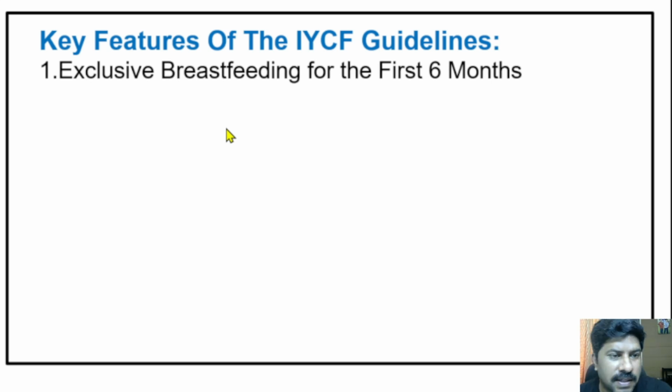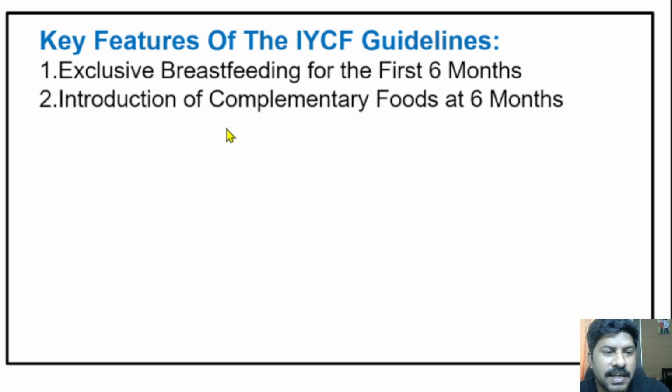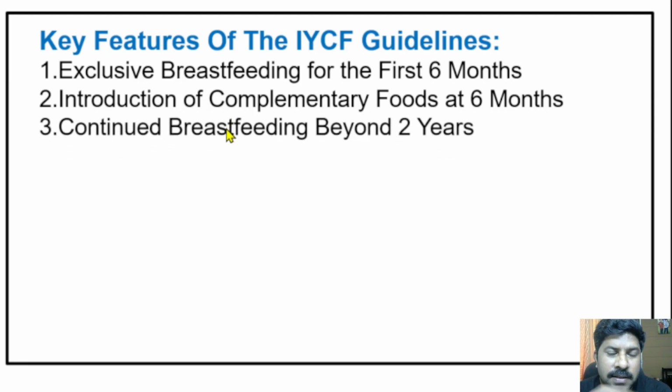So the first one is exclusive breastfeeding for the first 6 months. Then introduction of complementary foods at 6 months. It can be introduced at 3 months also, but after 6 months it is mandatory to introduce complementary foods. Continued breastfeeding beyond 2 years. Some doctors or pediatricians recommend continuing breastfeeding beyond 2 years.